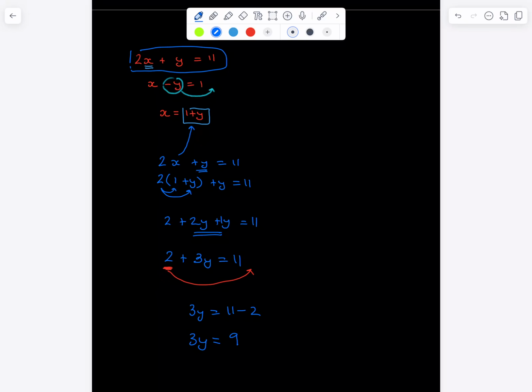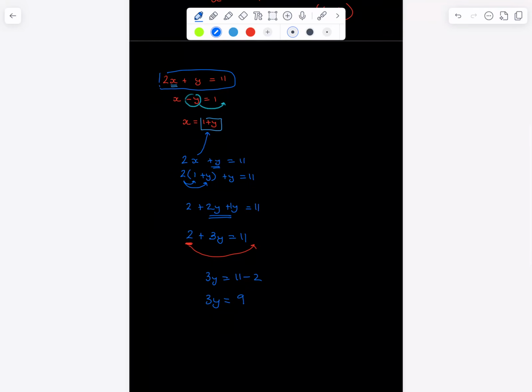And now it's nice and easy. We want to get rid of the 3. So we have y by itself. Divide both values by 3. That gets rid of that. y is 9 divided by 3, which is 3.